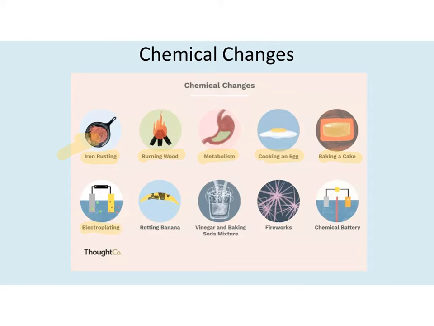We'll go through electroplating a little bit later. I think we talked about that in grade 9. The rotting of a banana. When a banana rots, you're creating something new. You see this new kind of rotting area? You didn't have that before. There wasn't a brown rot area, but that's new.